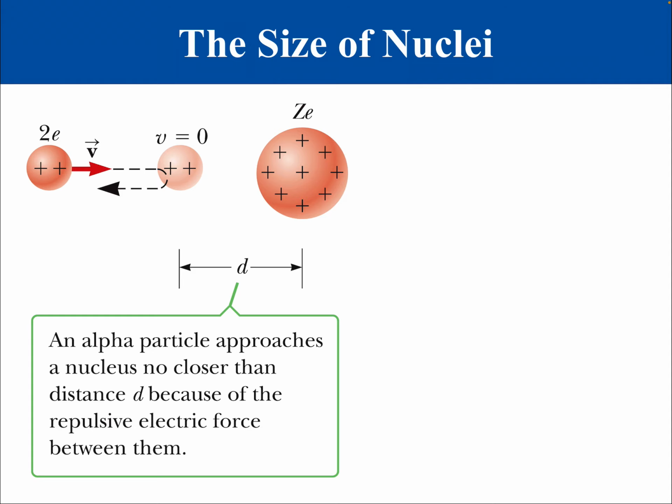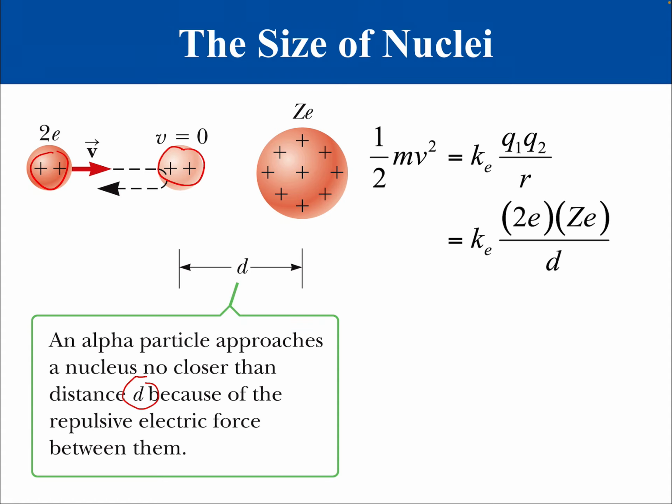Okay, so if we bring some like charges together, they will repel each other. Okay, unless we can have the distance be so close. So an alpha particle approaches a nucleus no closer than the distance d because of the repulsive electric force between them. That's the Coulomb force. All right. So here we see the repulsive force between them. All right. We have a balance of forces, or in this case, a balance of energies.